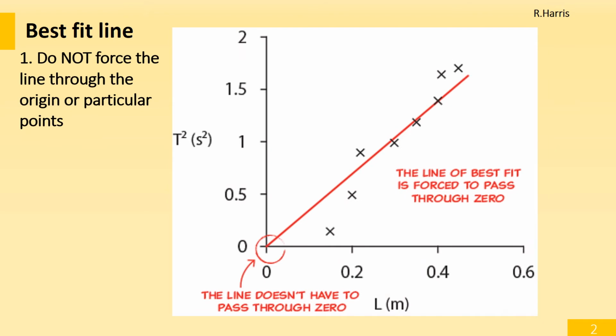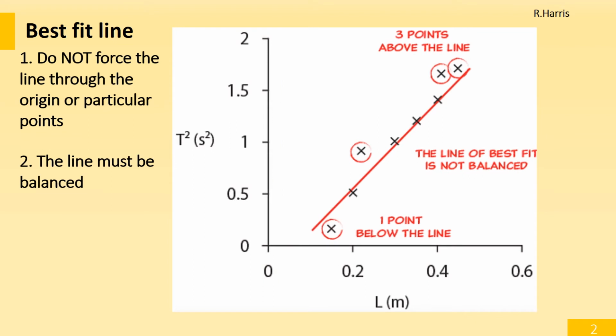First, trying to force the line through the origin or particular points for this graph resulted in a red line which did not go through most or get close to many of the points plotted. Remember, it does not need to go through the origin. The aim is to follow the trend of the points.